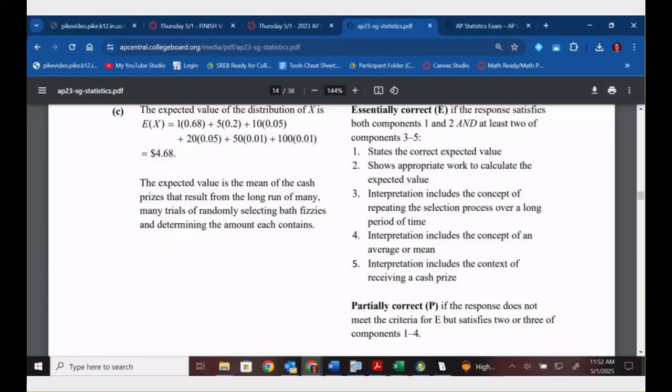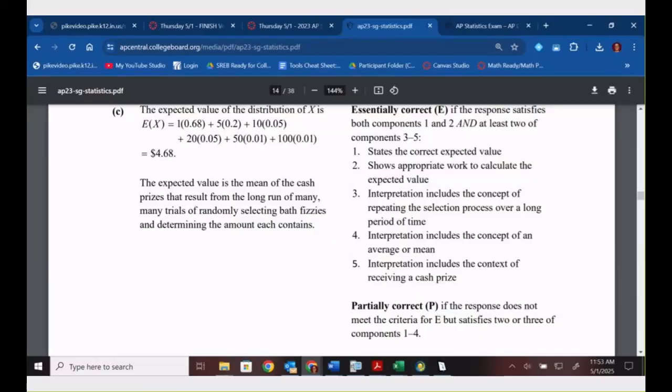Interpretation includes the concept of an average or a mean. So you've got one of those two words in there, or the idea of an average or a mean. And then the interpretation includes the context of receiving a cash prize. Make sure to always put your answers in context, especially when you've been asked for interpretations.